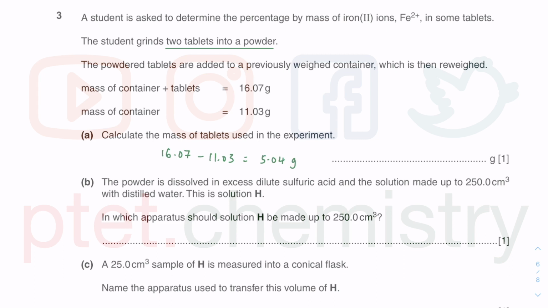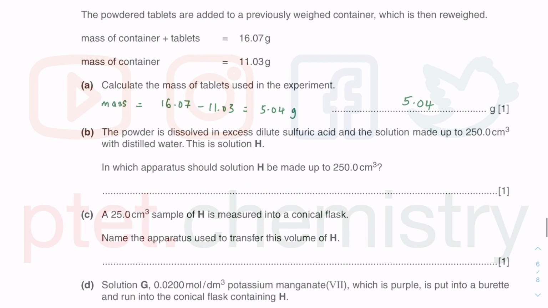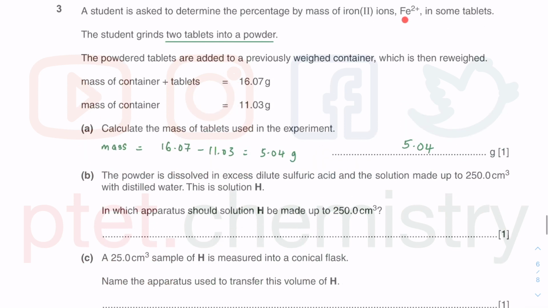Do not forget that this is actually the mass of the iron tablet. So maintain the high standard of having units in your working, such that you're just transferring it where the unit's already there. Do make it a habit of writing down units in your working. Now this powder contains Fe2+.